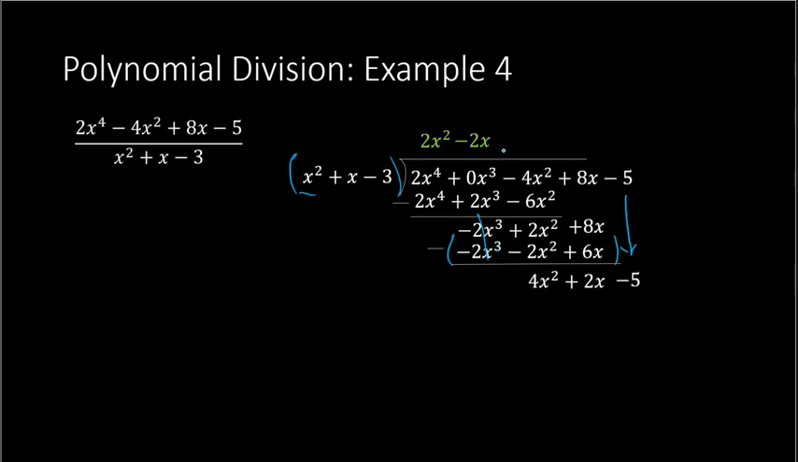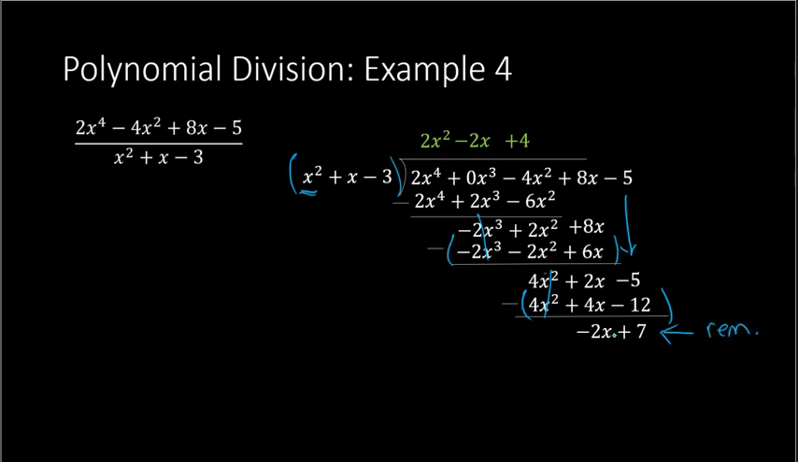So now we ask ourselves, what value multiplies with x squared to get 4x squared? And that's going to be a positive 4. And then you multiply the 4 by the x squared, the plus x, and the minus 3 to get 4x squared plus 4x minus 12. And then you subtract. Remember, you're subtracting everything. So 4x squared minus 4x squared, that would cancel. 2x minus 4x would be negative 2x. And then negative 5 minus a negative 12 becomes a plus 12. And negative 5 plus 12 would be a positive 7. So this negative 2x plus 7, that is our remainder.